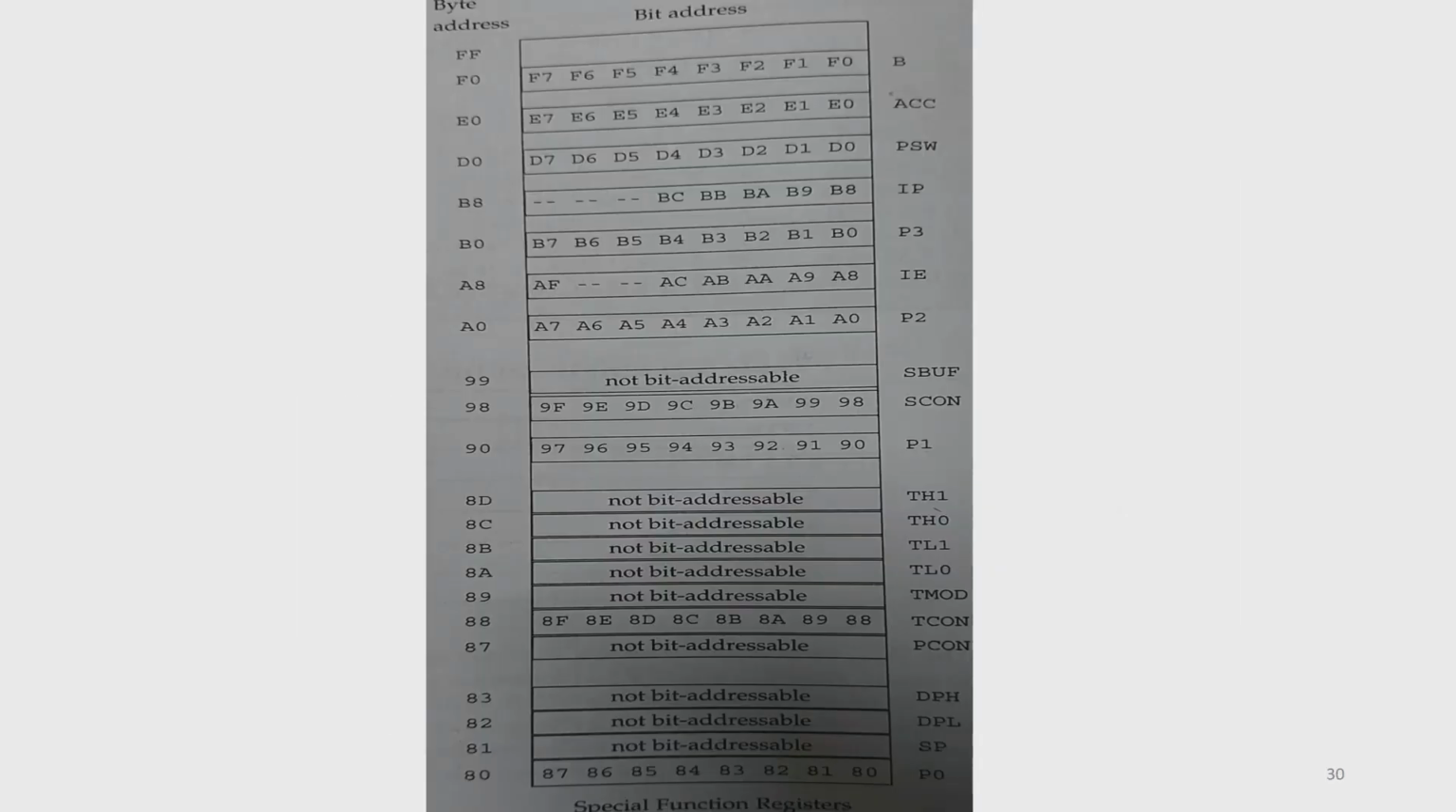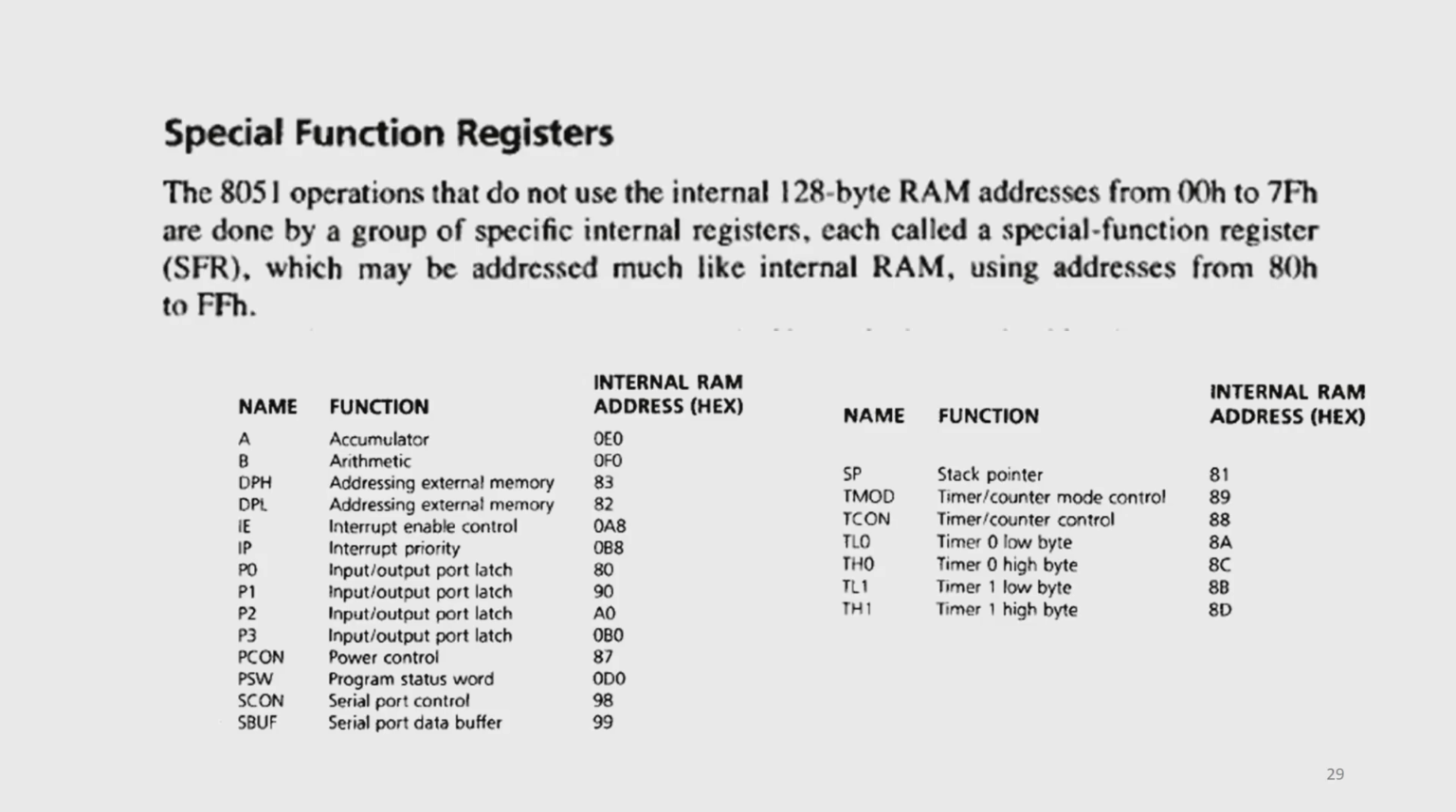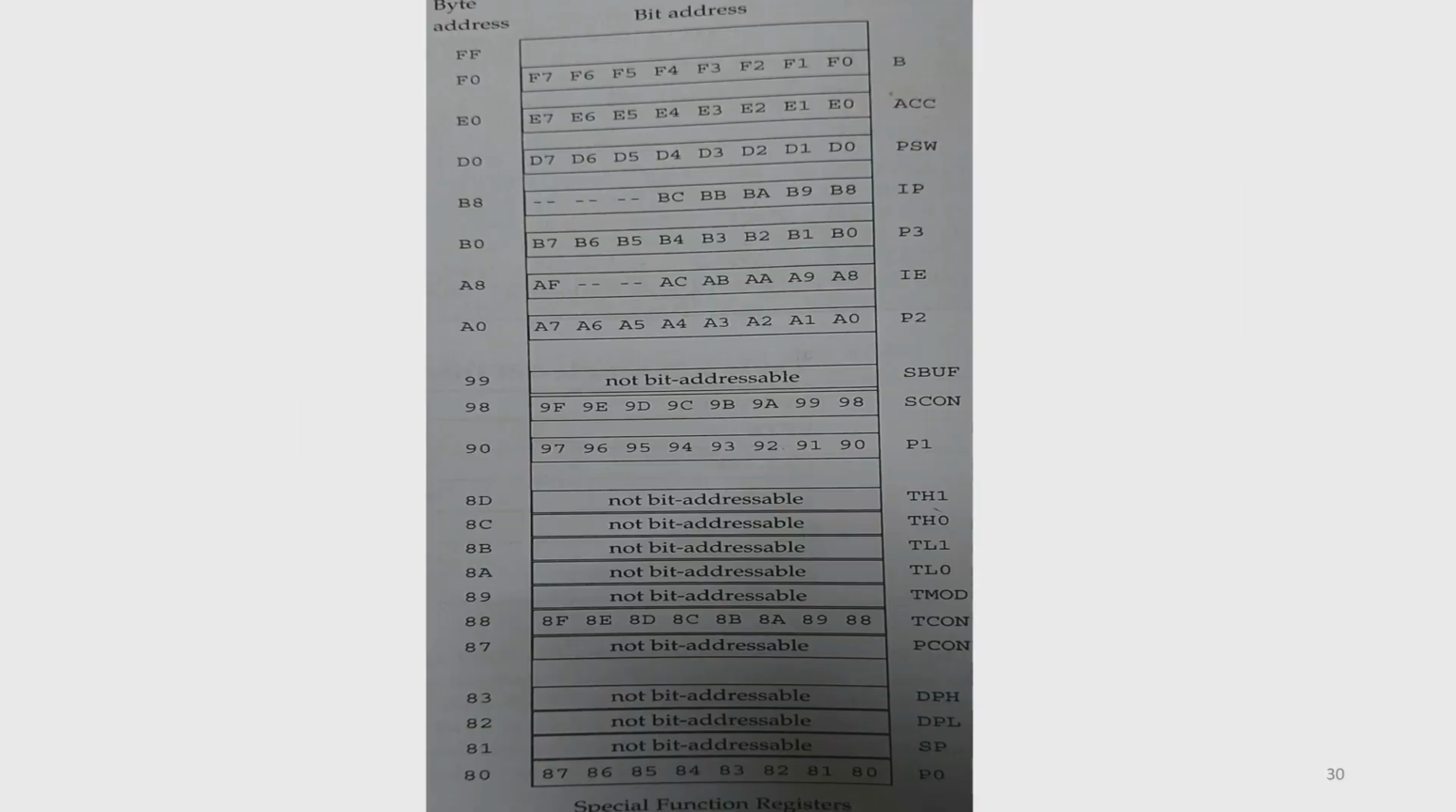In the special function registers, all the registers are addressed with an internal address, but some of the registers are bit addressable and some are byte addressable. This diagram shows us the registers which are bit addressable and the registers which are byte addressable.